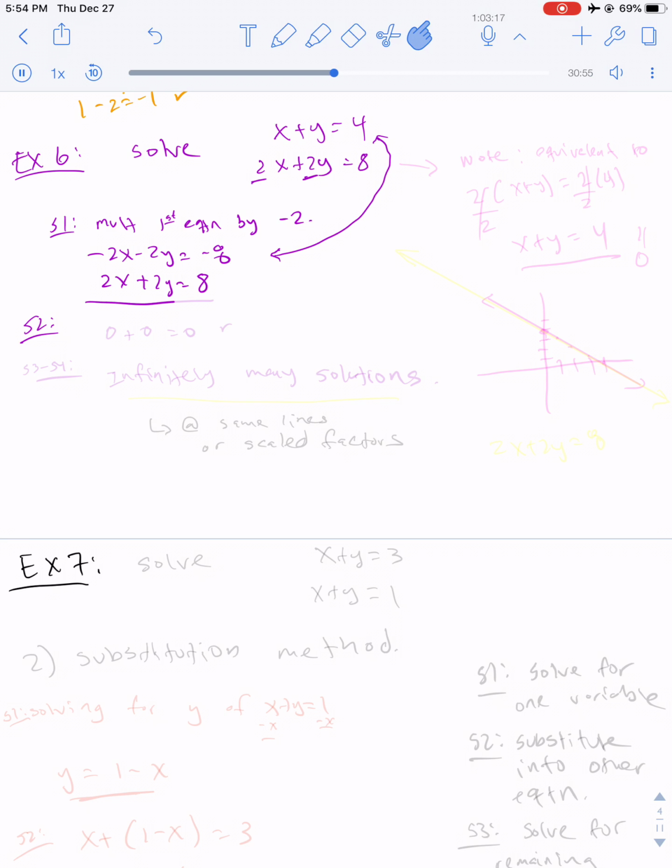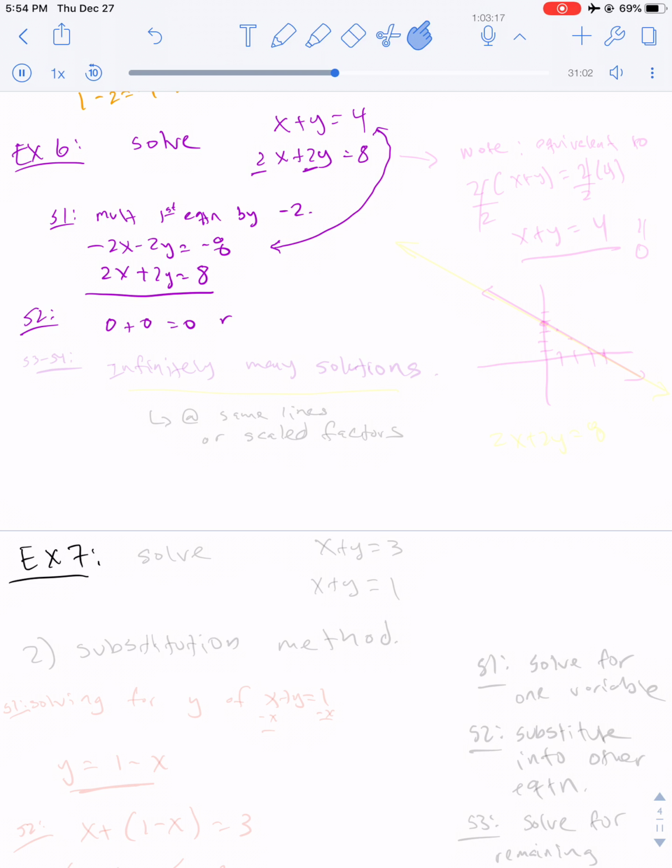But if I add these, I'm going to get 0 plus 0 equals 0, which is a true statement. And step 3, I can't do anything. Step 4, I can't do anything. So step 3 to step 4, we're already done. Well, what does this mean? This is true no matter what numbers I plug in. Meaning, this has infinitely many solutions.